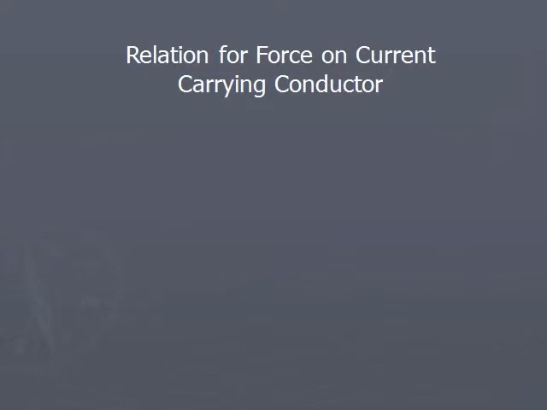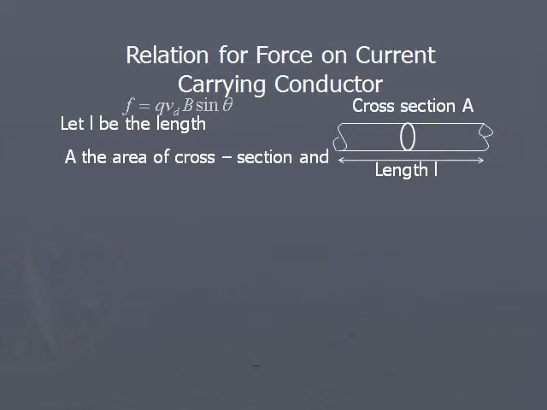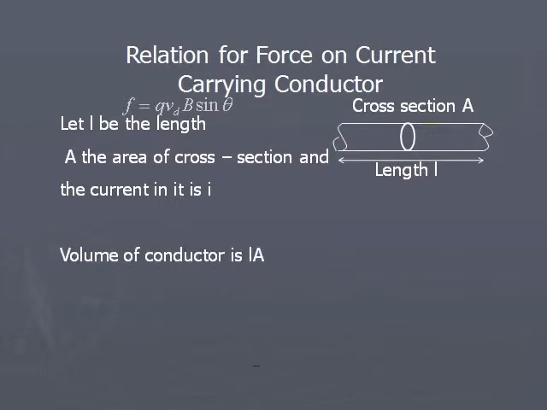Now let us calculate the force acting on a current carrying conductor. We have seen that the force on a charged particle of charge Q, say an electron, is QVdB sin theta. Q is charge, Vd is drift velocity and B is magnetic field induction. Now let us take a conductor of length L and area of cross section A, and it carries a current I. Then the volume of this conductor will be LA.